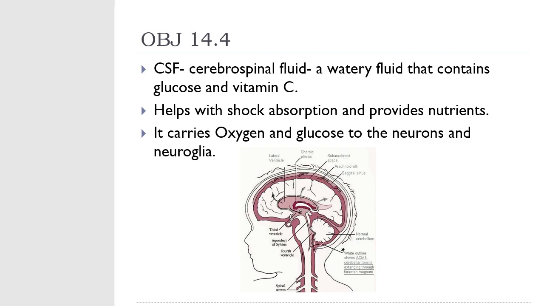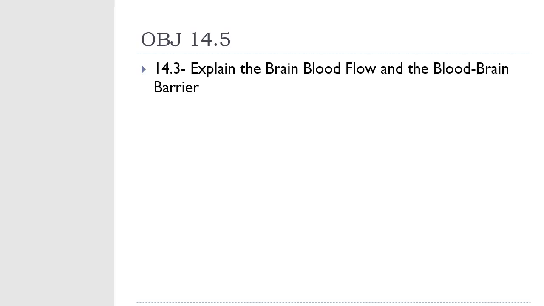And if we could just remember how CSF flows, we know it goes from the lateral ventricles down through the interventricular foramina, the third ventricle, the cerebral aqueduct, and then the fourth ventricle. Then we have the blood-brain barrier. What is the purpose of it?